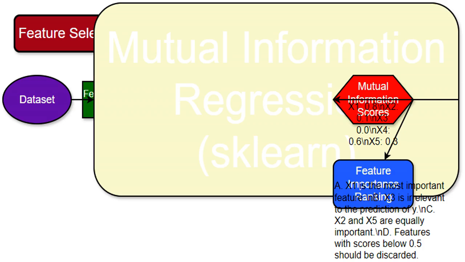I see the mutual information scores for each feature. These scores tell us how strongly each feature is related to the target variable, y. A higher score means a stronger relationship. For example, x1 has a score of 0.8, indicating a very strong relationship with y, while x3 has a score of 0.0, meaning there's no relationship at all.